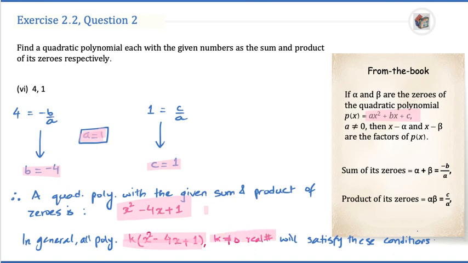So in the exam, whether you write down this one or you write down any other polynomial, any multiple of this, that is still going to be correct. And we're done.